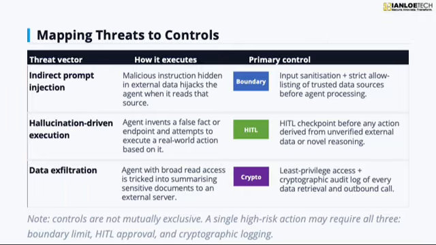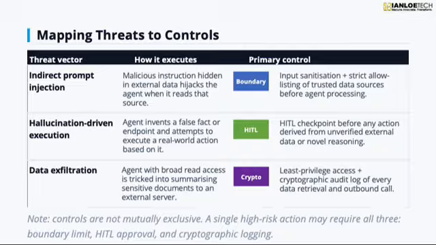The threat vectors on slide 3 require specific technical controls. This slide maps each threat to its primary defense. For indirect prompt injection, we use boundary control. The primary defense is input sanitization combined with strict allow listing of trusted data sources before the agent processes any external content. That content passes through a sanitization layer that identifies and strips instruction-like patterns. Only sources on an explicit allow list are processed at all. An agent that cannot read an untrusted source cannot be hijacked by content within it.